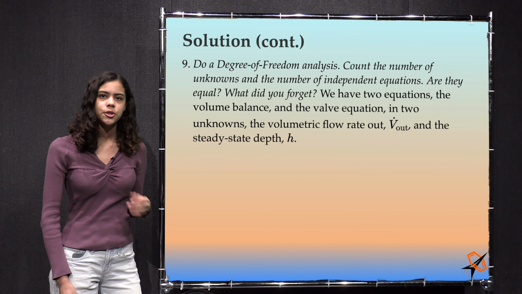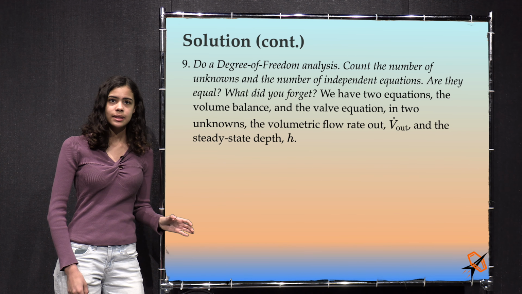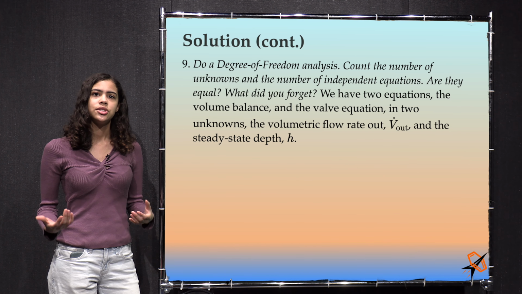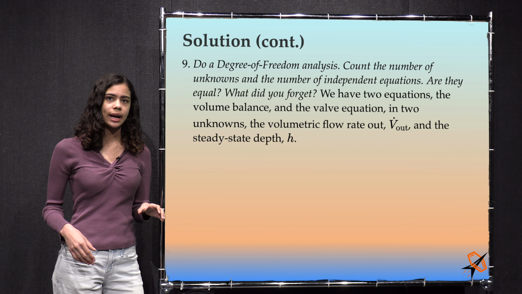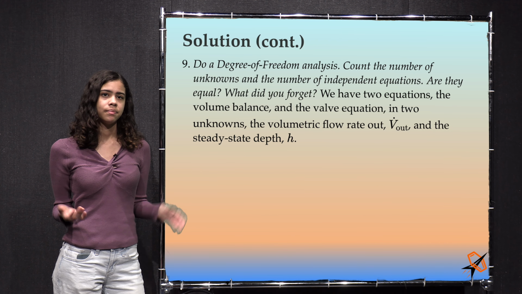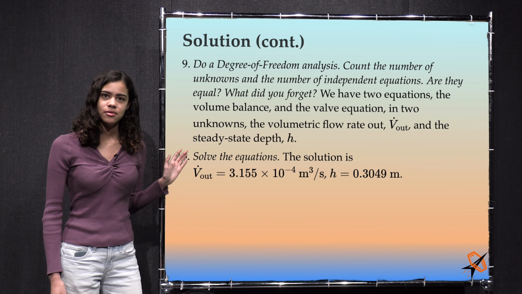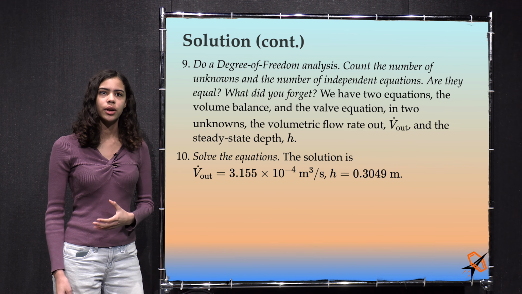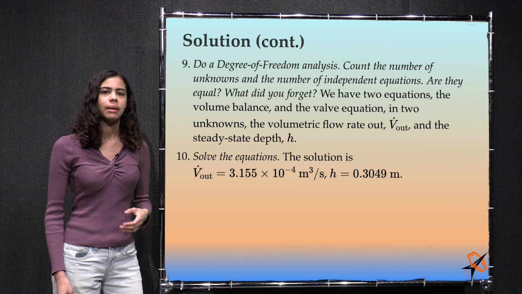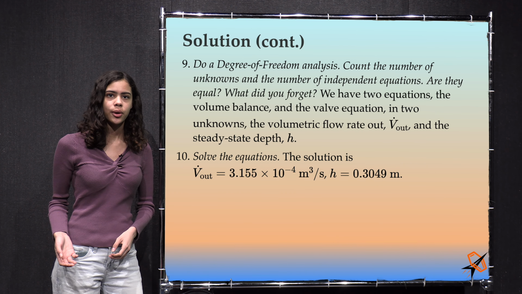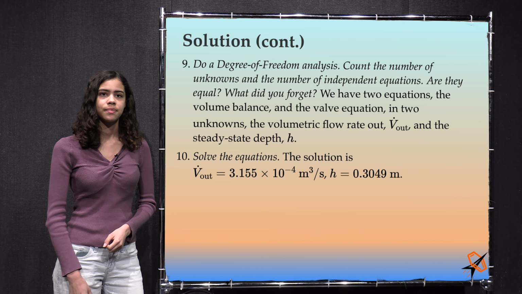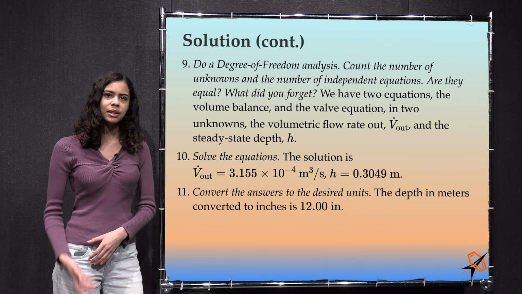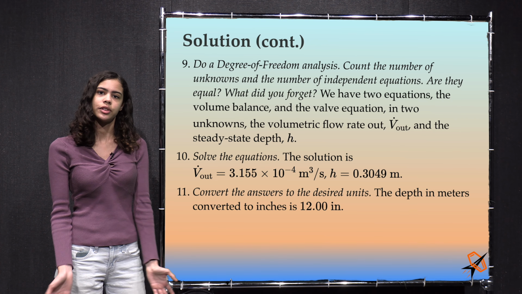9. We have two equations, the volume balance and the valve equation, and two unknowns, the volumetric flow rate out and the steady state depth. 10. The solution is V dot out equals 3.155 times 10 to the minus 4 meters cubed per second, and h equals 0.3049 meters. 11. The depth in meters converted to inches is 12 inches.